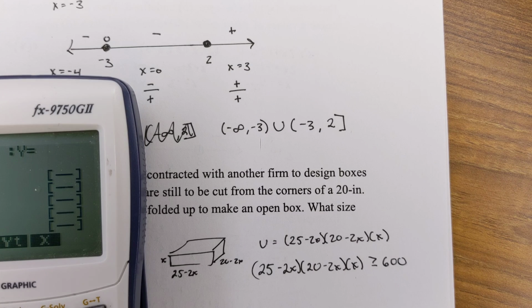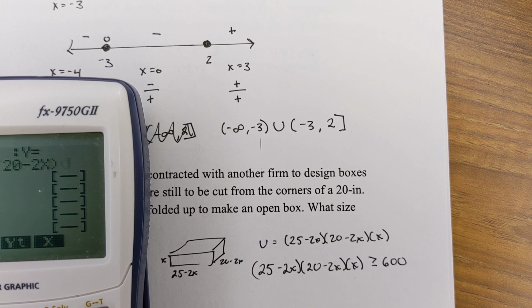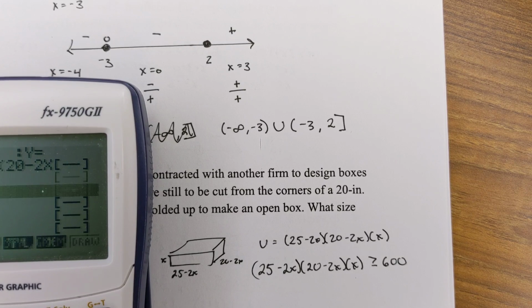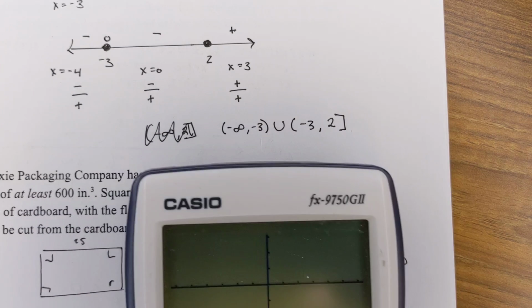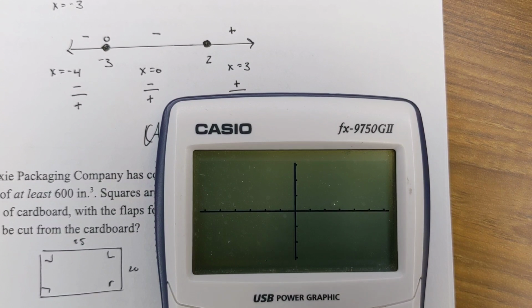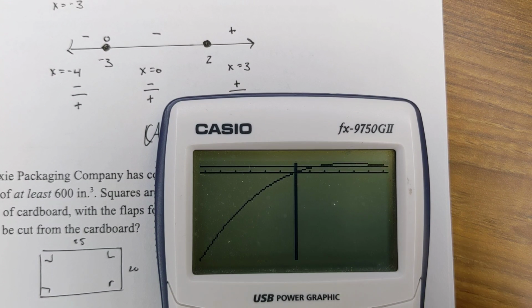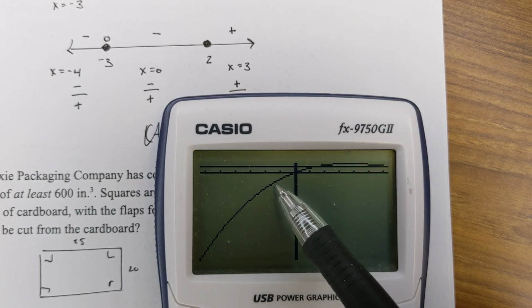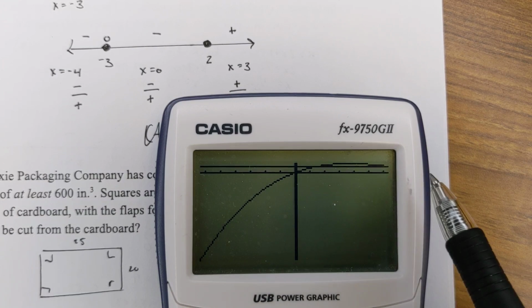So 25 minus 2x, 20 minus 2x, times x. That's the volume of the box. And the second equation is just going to be the number, 600. If you notice, nothing shows up because my zoom is crazy, so zoom auto.